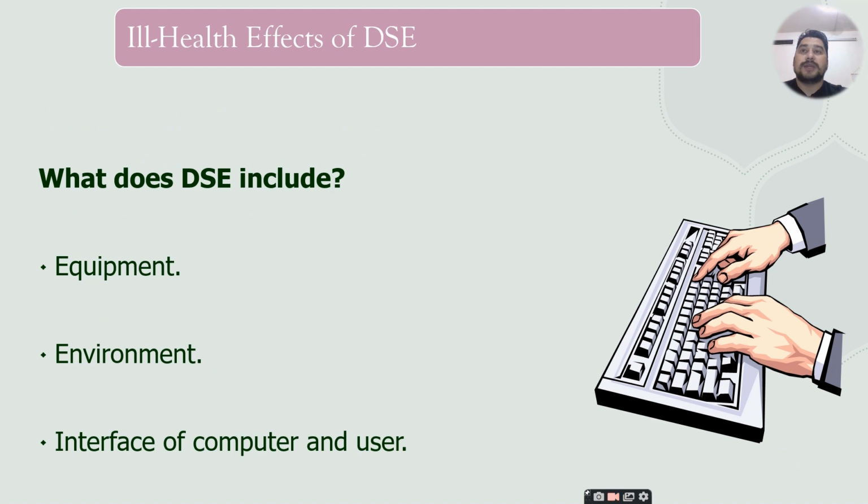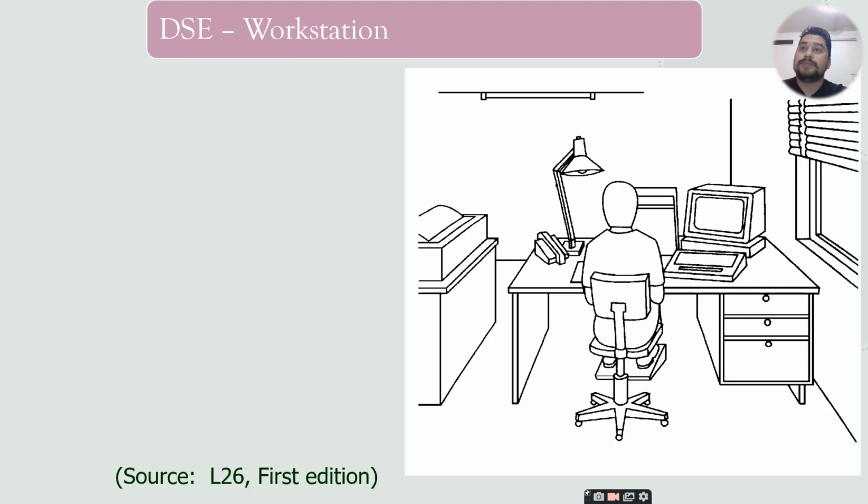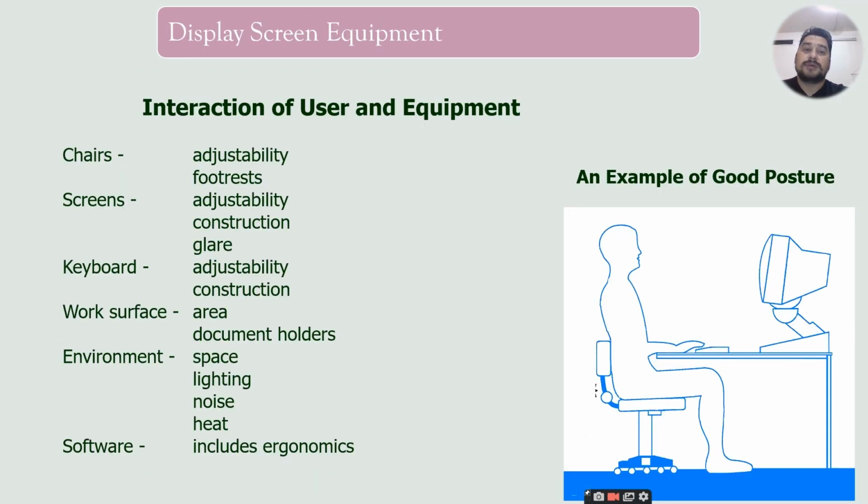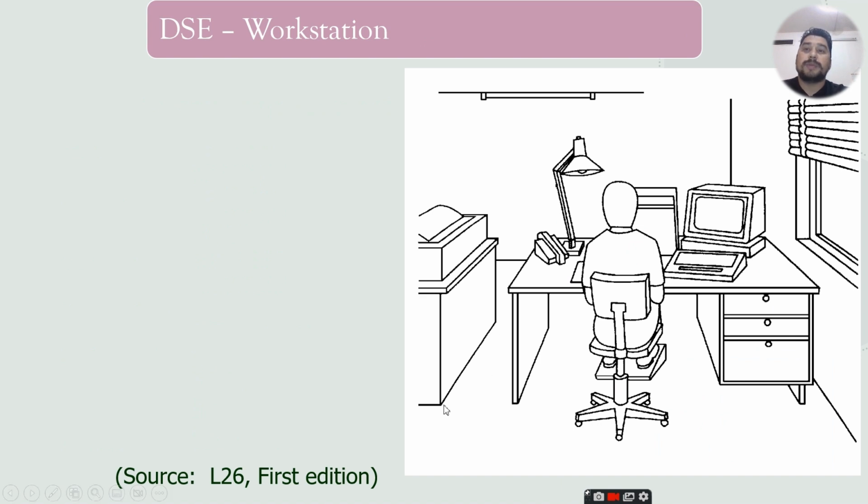Effects related to display screen equipment, what does DSE include? It includes equipment, the environment, and the interface of computer and user. Display screen equipment workstation: the workstation should be managed properly, the workstation layout should be managed properly, and a risk assessment needs to be conducted related to the display screen workstation.